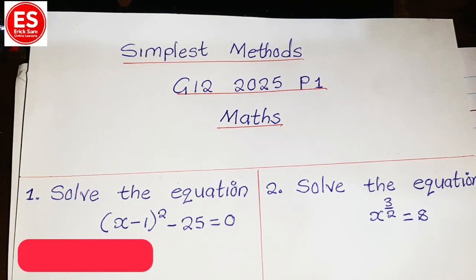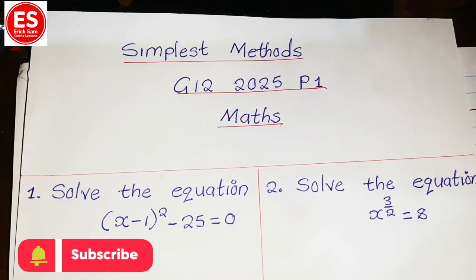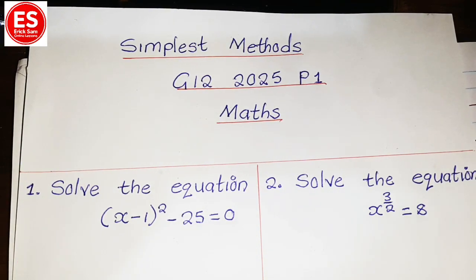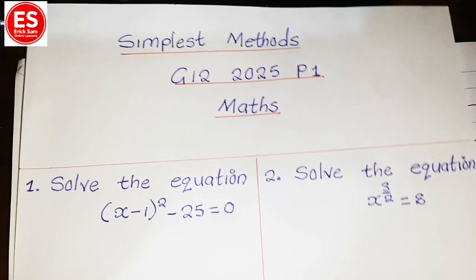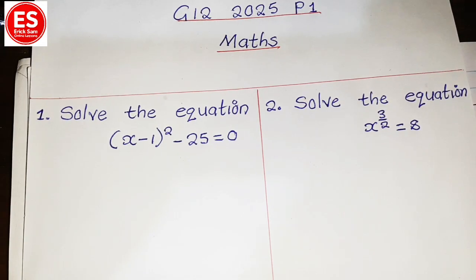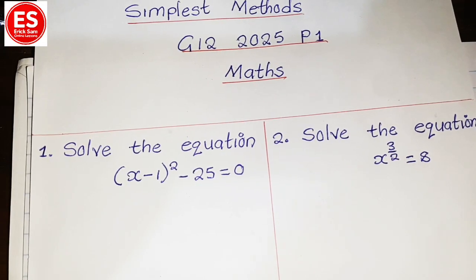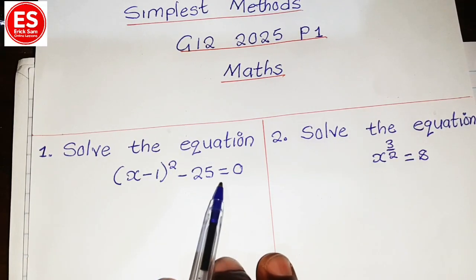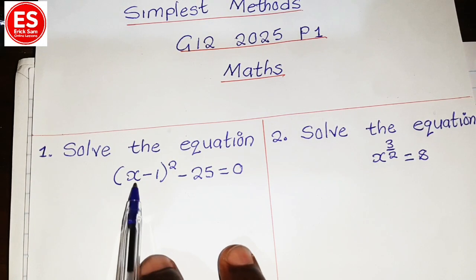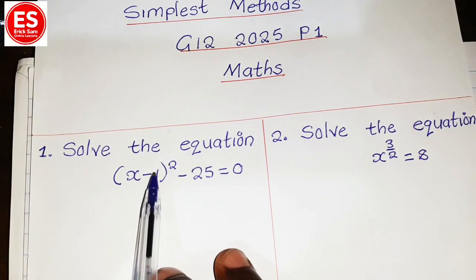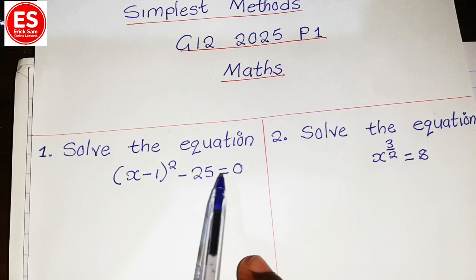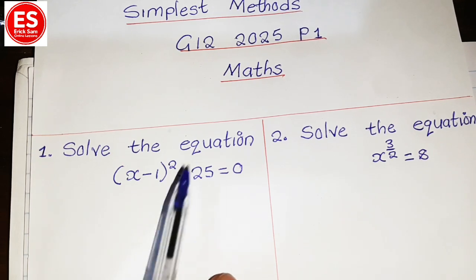Alright, so in this lesson we are going to look at how to solve equations using the simplest methods. Now let's look at the first equation that we have. They are saying solve the equation. So this is the equation that we have. How do we solve such an equation? Looking at what we have here, we have the first term and the second term, then we have 0 there. So what do we do?